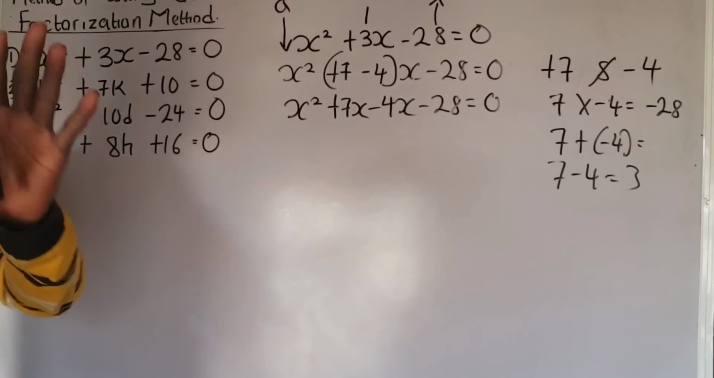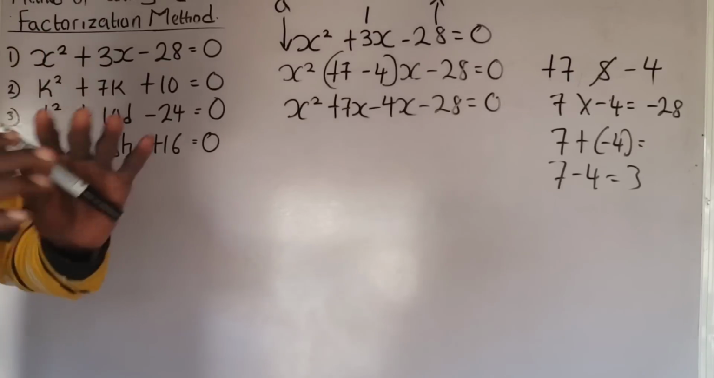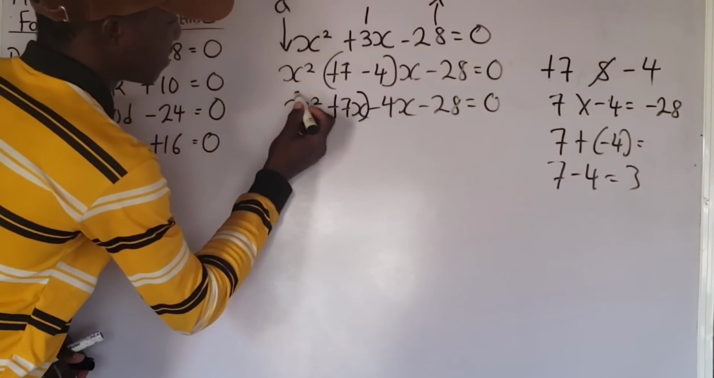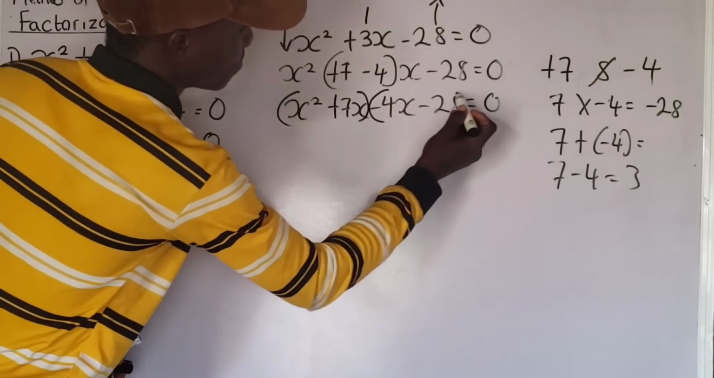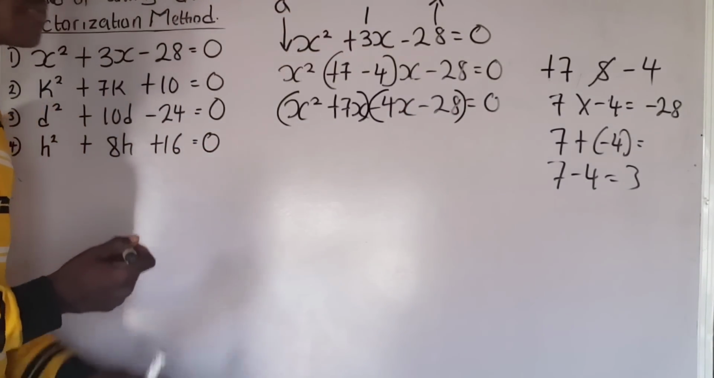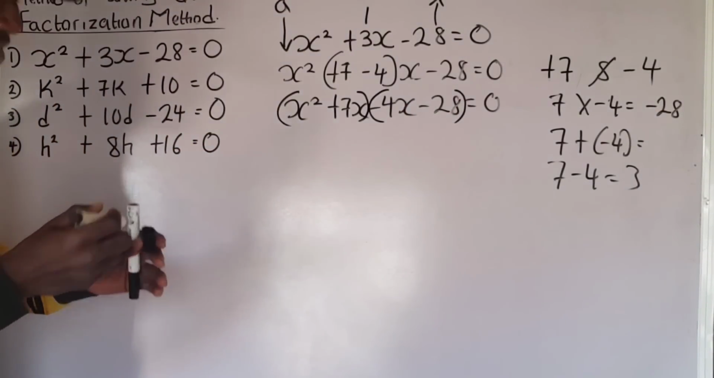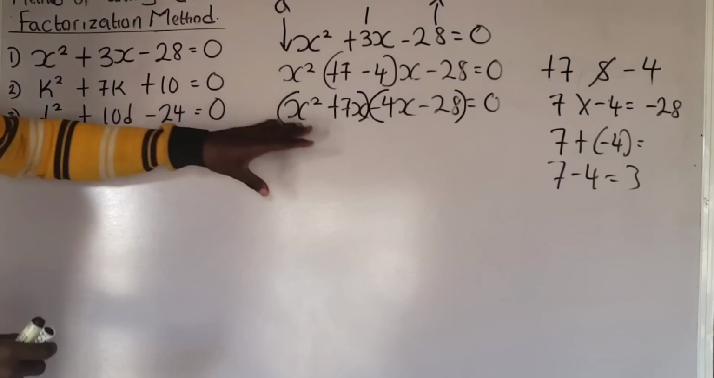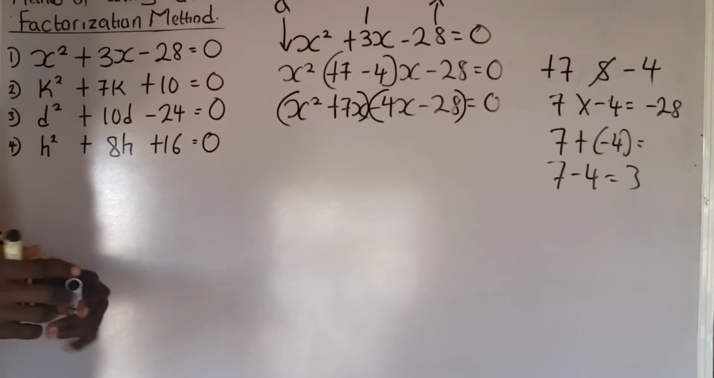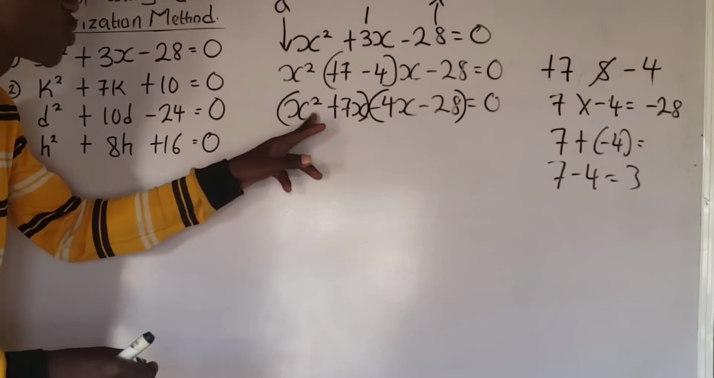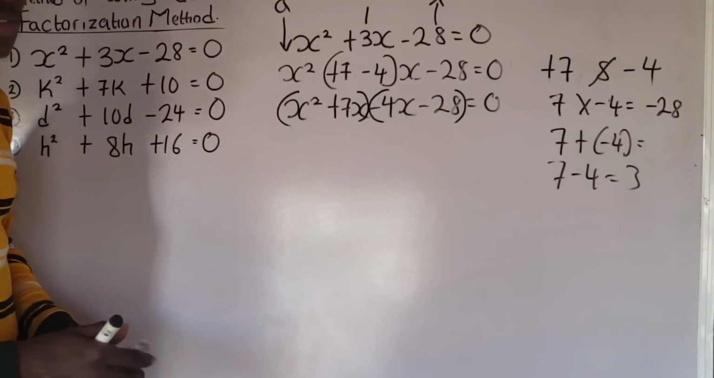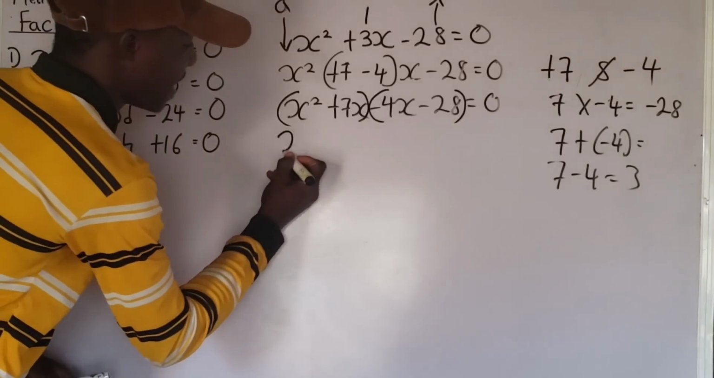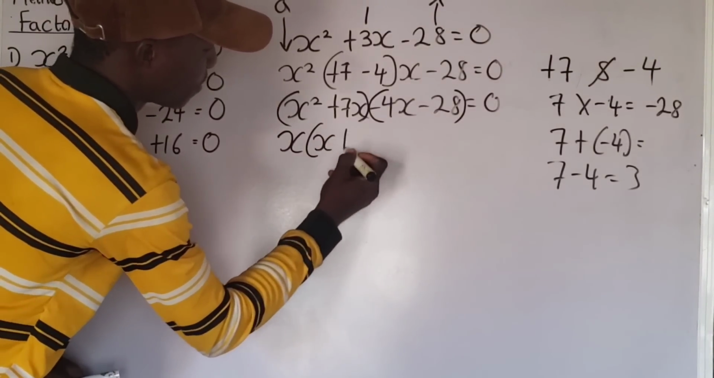Now, the next step is that I'm going to split this equation into 2. You just have to pay attention. You're going to understand, okay? This is the first part, and this is the second part. Now, let us factorize each part. That is why we call this method factorization method. Having split this equation into 2 parts, I'm going to factorize each part. What is common to x squared and plus 7x? The value that is common to x squared and plus 7x is what? X. So I'm going to have x into bracket x plus 7.